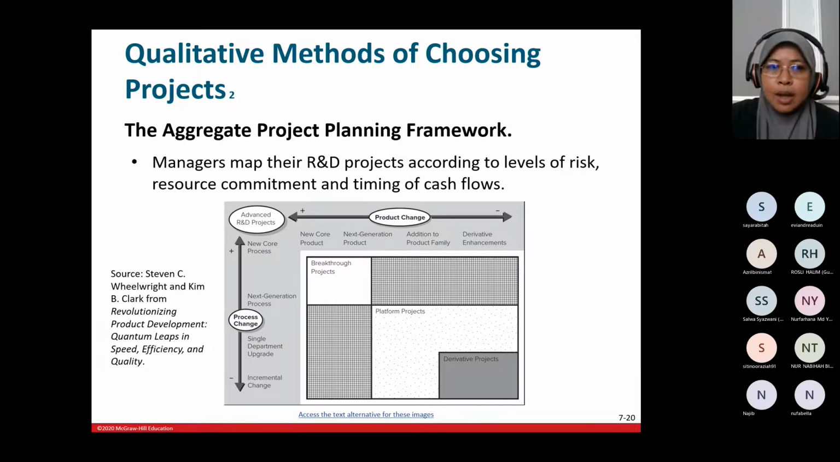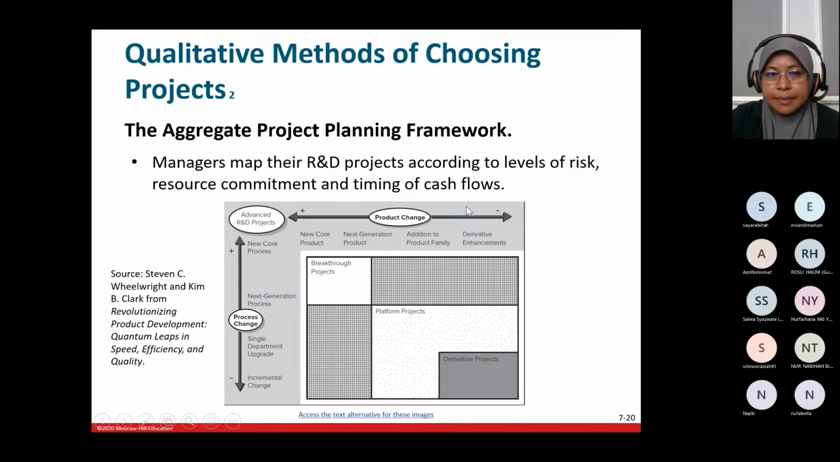This is one example of a qualitative method of choosing the project. Managers map their R&D projects according to level of risk, resource commitment, and timing of cash flow. So this is what is going on in terms of the advanced technology project. This is the new core process. They will check the process change to the next-generation process, and single department upgrade to incremental change.